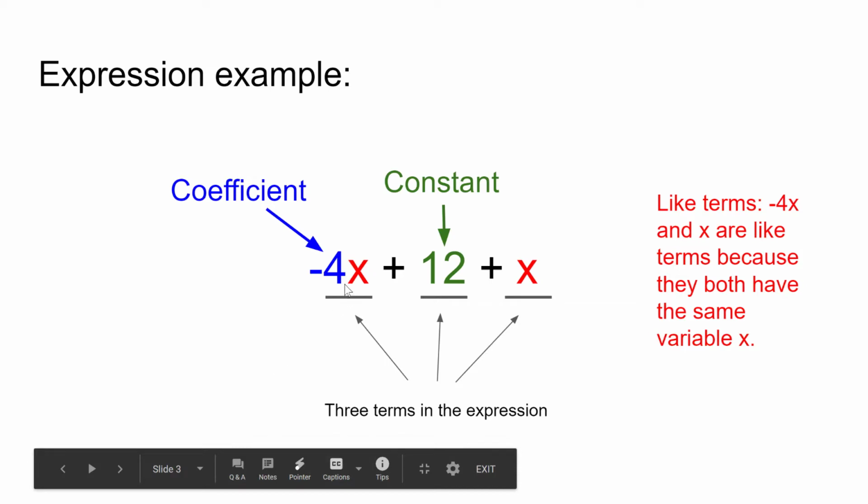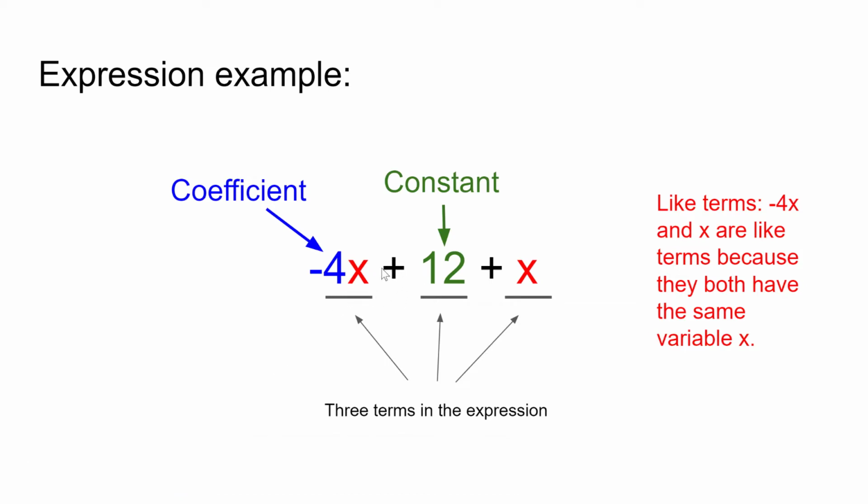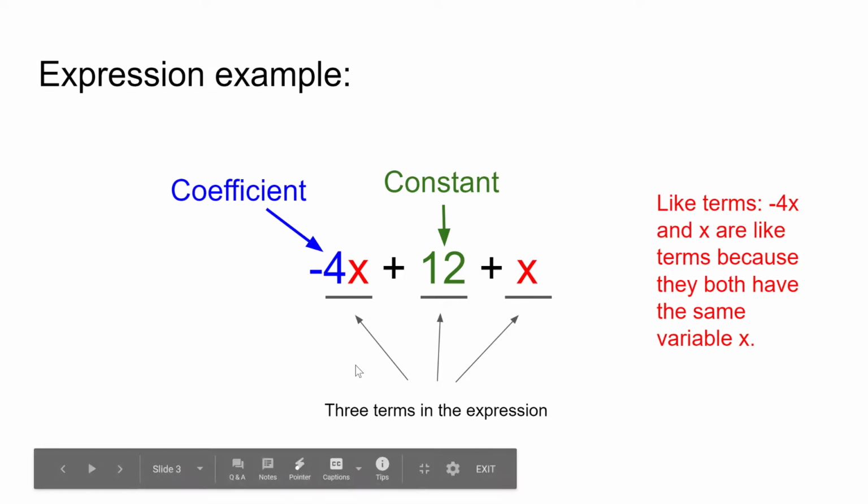The first term is minus 4x. Then we have a plus sign separating it from the next term, which is 12. And then we have another plus sign that helps to separate again. And we've got an x. So we have three terms. 1, 2, 3 terms.